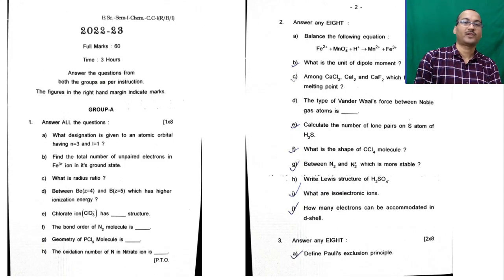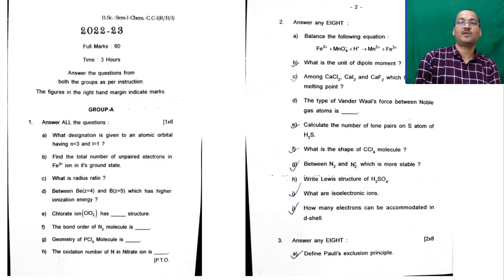Then chlorate ion has which structure? The bond order of nitrogen molecule is what? And geometry of PCl5 molecule is what? And the oxidation number of nitrogen in nitrate ion is what?